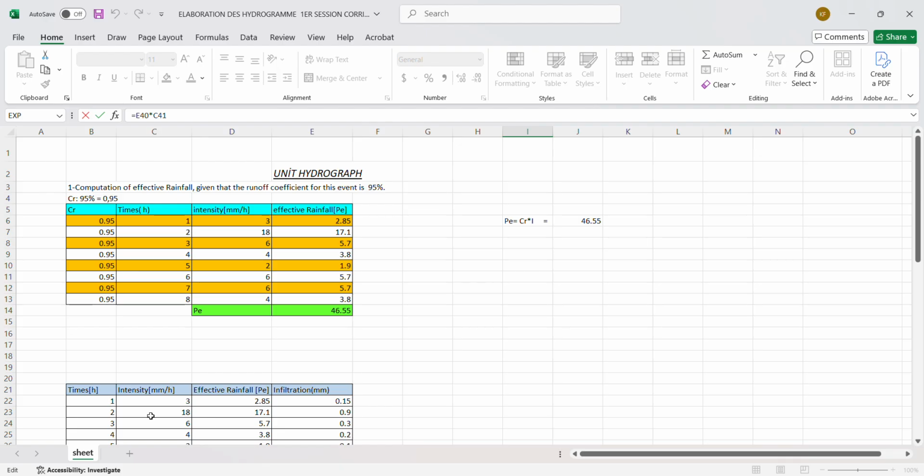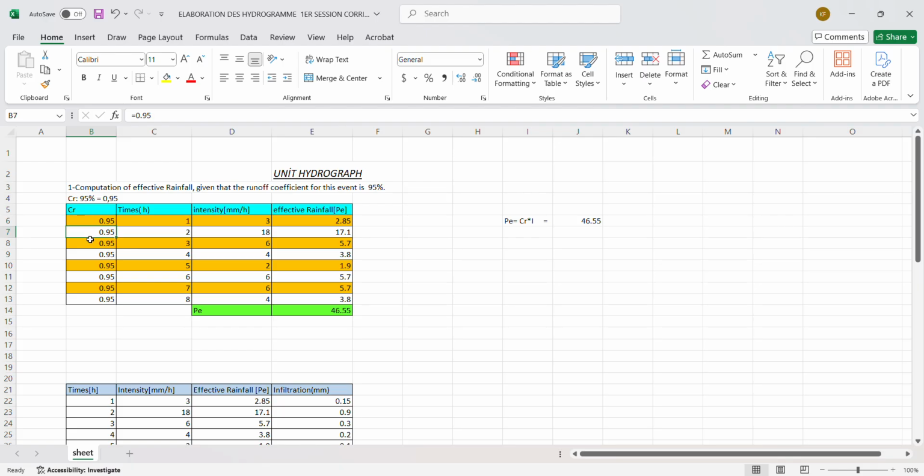Here we have a runoff coefficient of our watershed of 95%. And we have a time scale and the intensity from our observed data. After that, we will calculate our effective rainfall. Effective rainfall is equal to intensity times our runoff coefficient.